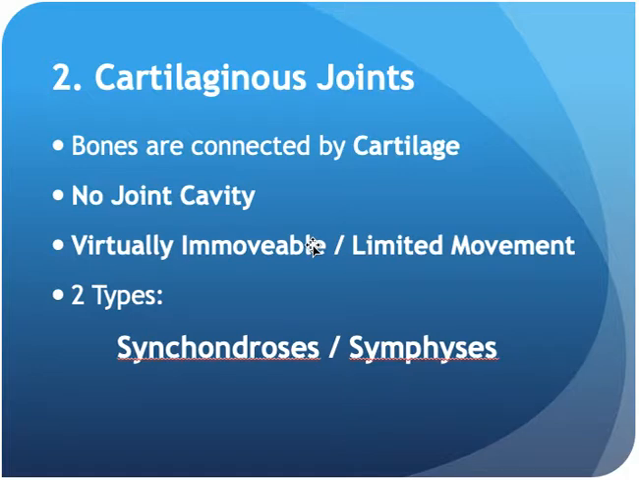So now we get to cartilaginous joints. So this one's kind of easy because again, the bones are going to be connected by cartilage. So the name tells you what type of joint it's going to be. Again, no joint cavity. These are going to be virtually immovable, or they're going to have very limited movement. But again, I get two subtypes.